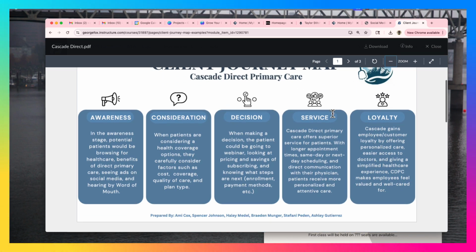Now you can see there's a difference. Awareness, consideration, decision, service, and loyalty. So these 2 shifted. And sometimes this one shifts as well. Some of this one sometimes becomes advocate or return client. So again, as a team, you need to figure out which 5 are best.